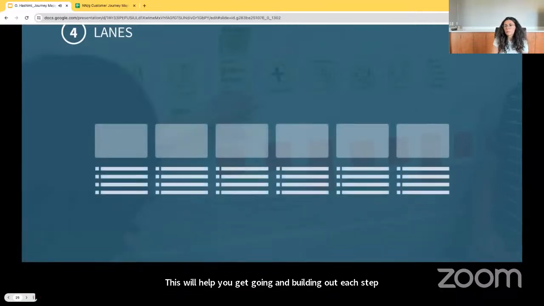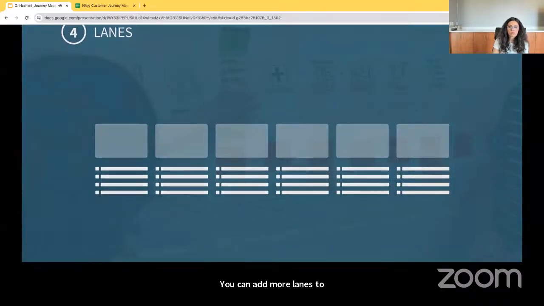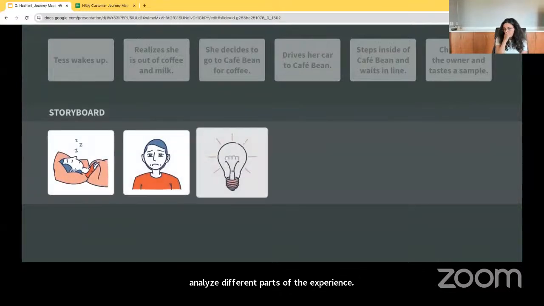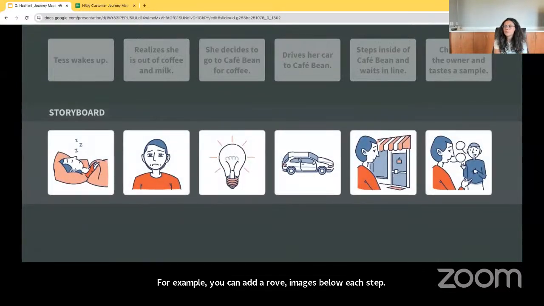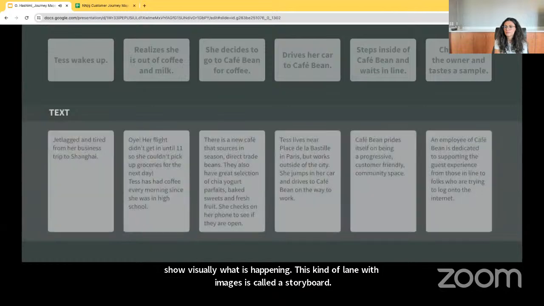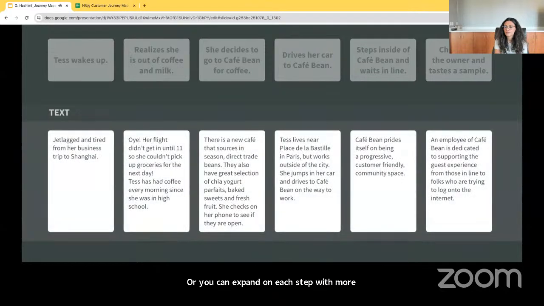Fourth, lanes. You can add more lanes to your journey map to show or analyze different parts of the experience. For example, you can add a row of images below each step to show visually what is happening. This kind of lane with images is called a storyboard. Or you can expand on each step with more text descriptions. We call this a text lane.